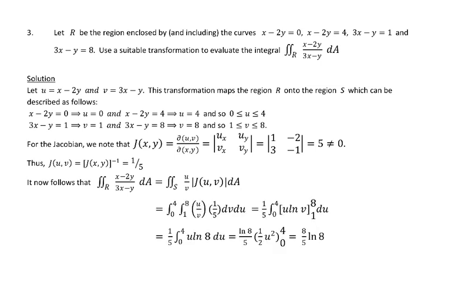We can now write the double integral as an iterated integral using the boundaries for u and v that we calculated previously. The integration is all pretty straightforward, so we leave it up to you to check the calculations. The final answer is 8 over 5 times ln of 8. That concludes our discussion of problem 3 and also of this assignment.